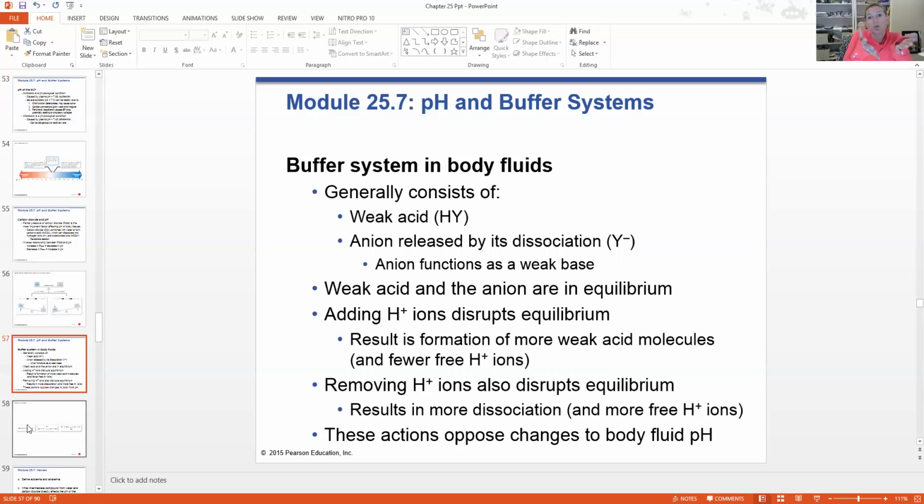If your body has too many hydrogen ions, then that weak base is going to absorb the extra hydrogen ions. If you don't have enough hydrogen ions, then that weak acid is going to dissociate and release hydrogen ions. It's kind of this ebbing and flowing of hydrogen ions being either soaked up by the weak base or released by the weak acid. Does that make sense? Hopefully. So the weak acid and the anion are always in equilibrium, and adding hydrogen ions to that equation is going to disrupt the equilibrium. Removing hydrogen ions is also going to disrupt the equilibrium, and obviously they have opposing effects on our pH.